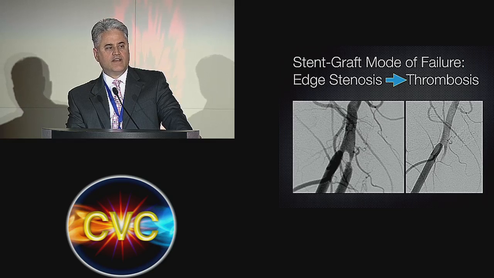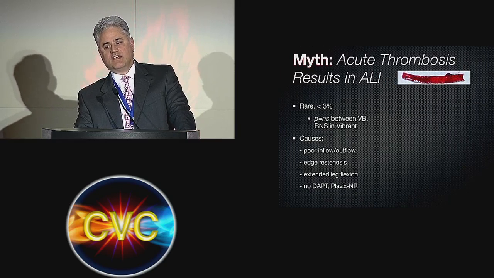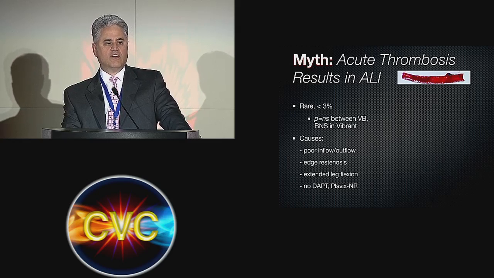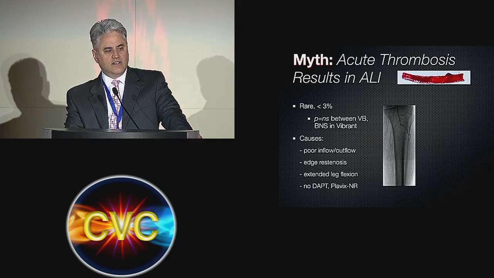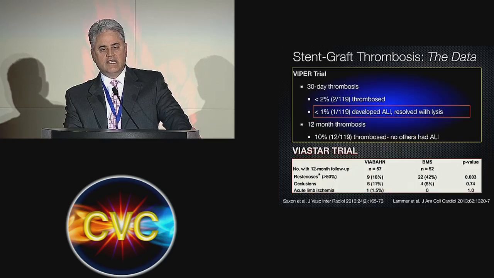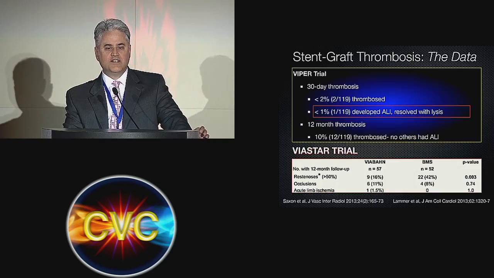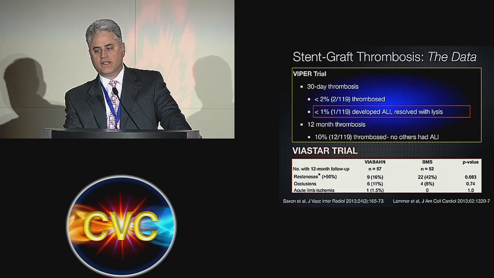The mode of failure for stent grafts, of course, is edge stenosis leading to thrombosis. So let's just dispense right away with one of the myths out there that if a stent graft goes down, it goes down hard and invariably results in acute limb ischemia. That's simply not true. The causes of thrombosis are poor inflow, outflow, edge restenosis, or prolonged extended leg flexion, or patients who don't comply with their dual antiplatelet therapy or who are Plavix non-responders. If you look at the data in both the VIPER trial and the VIASTAR, each trial had only one single patient who presented with acute limb ischemia as a result of their stent graft going down.